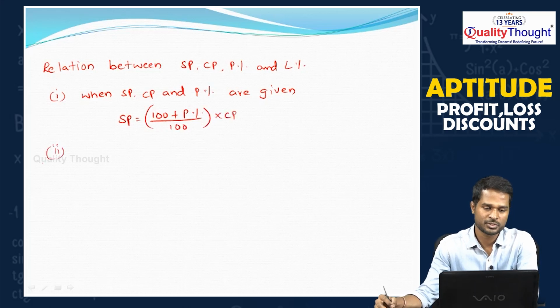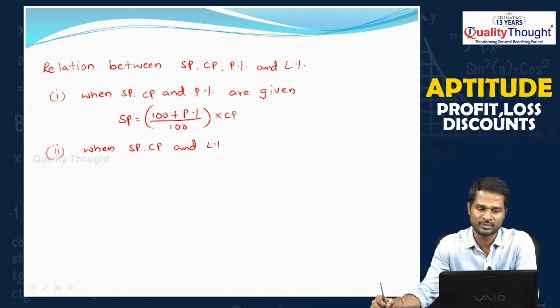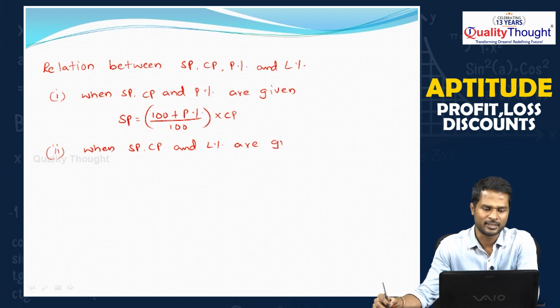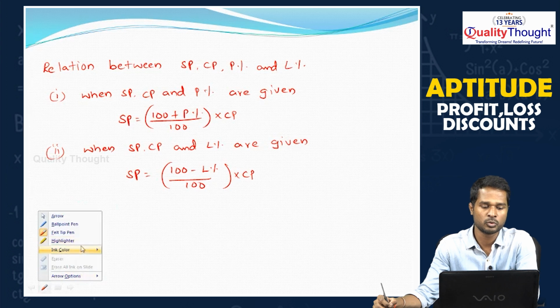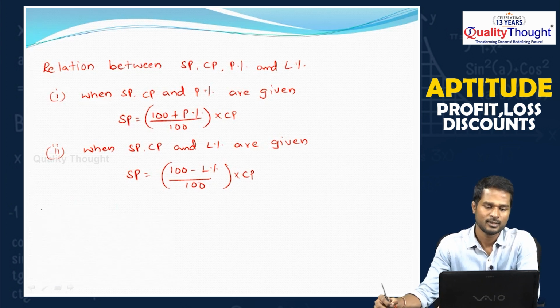The second relation is when selling price, cost price and loss percentage are given in the question. Then the relation between them is selling price is equal to (100 minus loss percentage) by 100 into the cost price. See, in both cases we use the same kind of formula: use the plus symbol for profit and the minus symbol for loss, but the structure of both formulas remains the same. We added for profit and we subtracted for the loss values here.